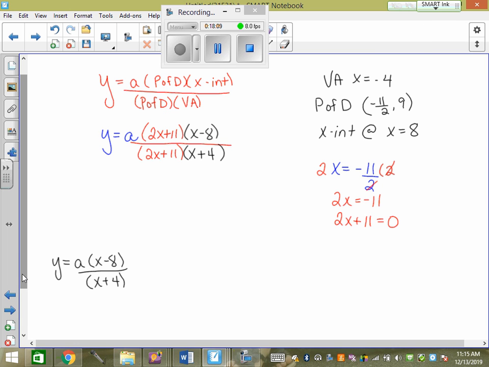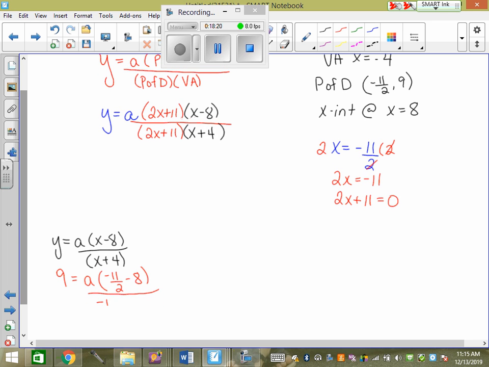Your point of discontinuity. So I'm going to go 9 equals A negative 11 over 2 minus 8 over negative 11 over 2 plus 4, which gets me 9 equals A. Negative 11 over 2 minus 8 is negative 11 over 2 minus 16 over 2, which is negative 27 over 2. Negative 11 over 2 plus 4 is negative 11 over 2 plus 8 over 2, which is negative 3 over 2.